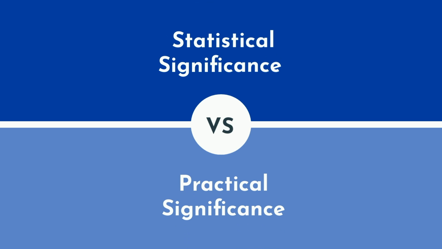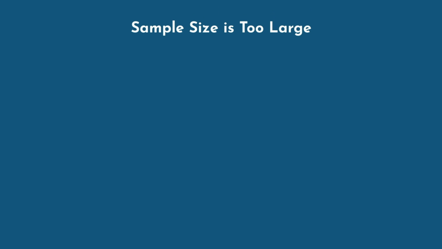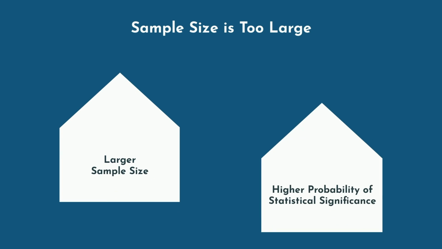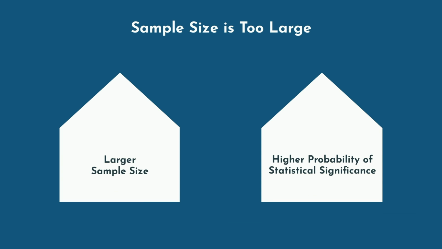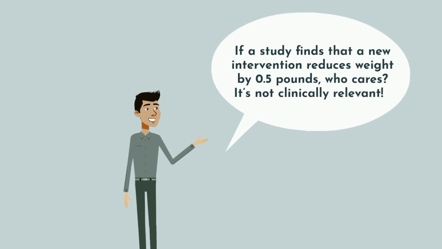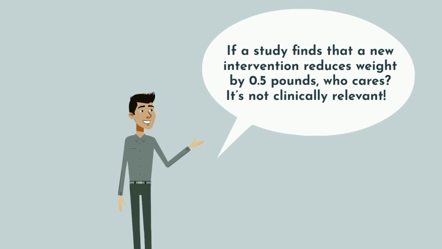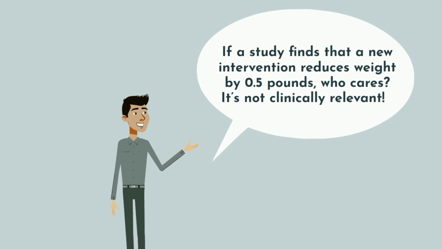Lastly, let's clarify statistical significance versus practical significance. A study can find statistical significance but have no practical significance. This is more common than you think. A common case where this happens is when the sample size is too large. The larger the sample size, the greater the probability that the study will reach statistical significance. At these extremes, even minute differences in outcomes can be statistically significant. If a study finds that a new intervention reduces weight by 0.5 pounds, who cares?